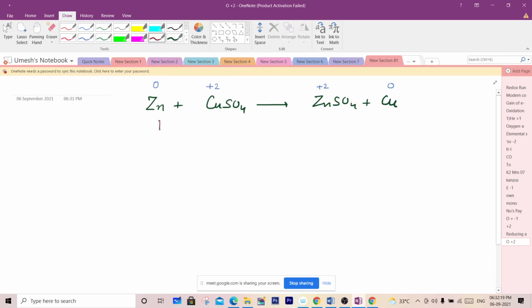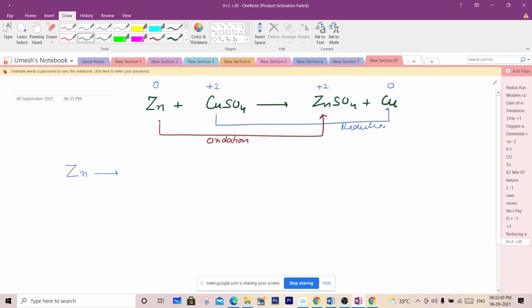So you can see that zinc has lost electrons. It is undergoing oxidation. And the copper ions are gaining electrons. It is undergoing reduction. Since zinc is undergoing oxidation, it is giving electrons. So I can say this is a reducing agent which is giving electrons. And copper ions are gaining electrons and becoming copper. This is an oxidizing agent.